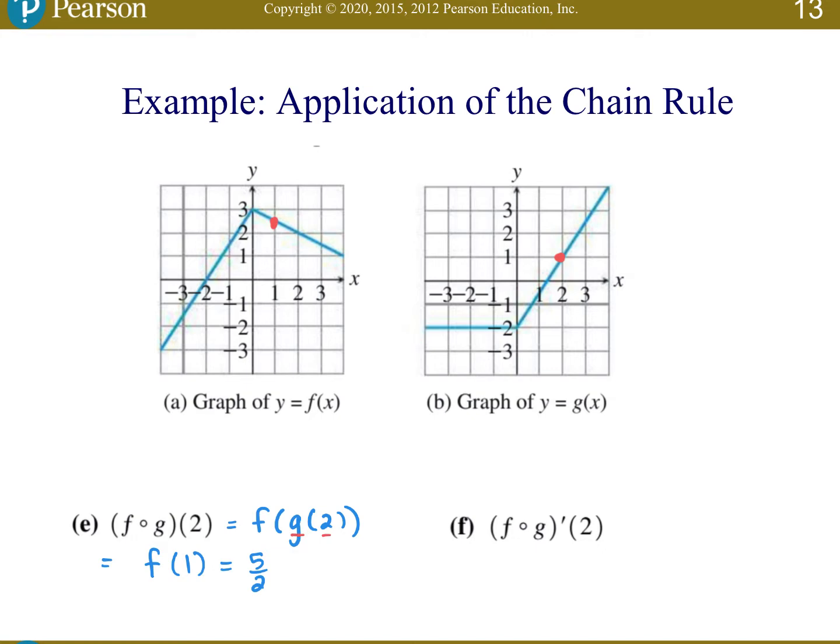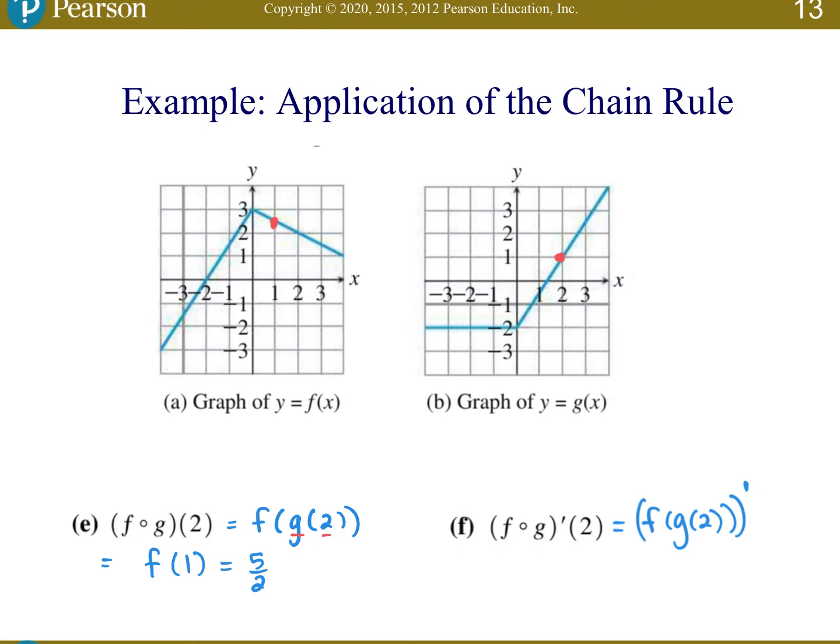Okay, how does this work with the composites when you want to do the derivative of that? I want you to remember that we are doing f of g of 2, and we're finding the prime on that. So I need an extra set of parentheses, and our prime goes out here. So it's f of g of 2, and that's prime. All right, this is going to require the chain rule.